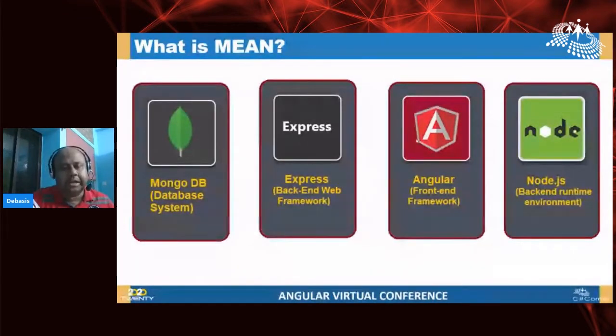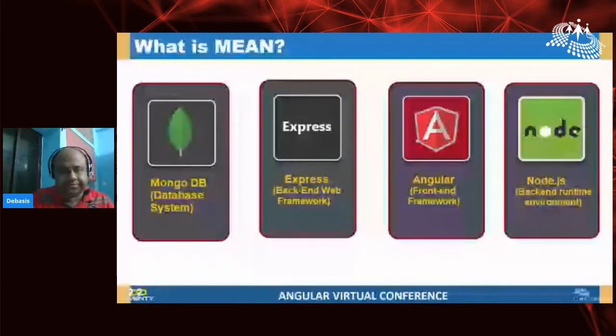MongoDB is basically used to operate with the database systems. Express provides us the backend web framework, which operates for backend purposes. Angular is a framework mainly used for the front end, and Node.js provides a backend runtime environment to operate Express and Angular, so that Angular can communicate with a backend web framework like Express and fetch and retrieve data through the MongoDB API.